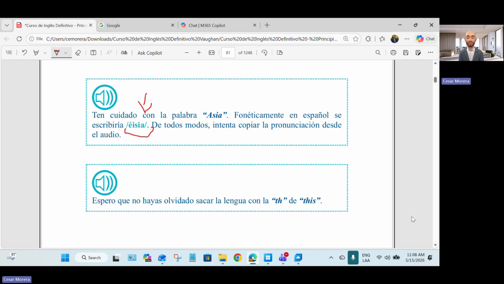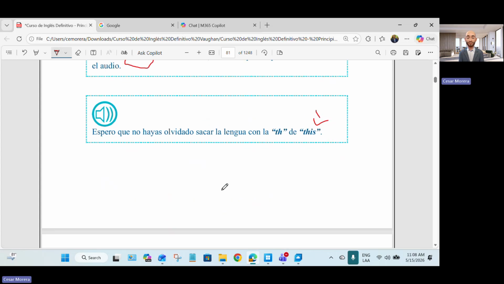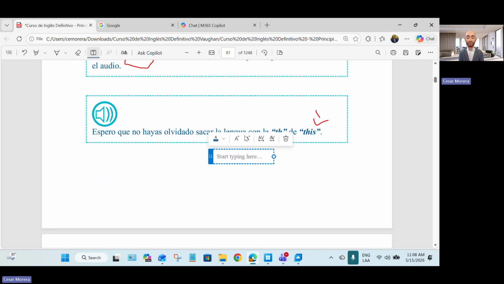Asia. And this. Always be attentive that the word this has this special sound in the mouth. So it will not be this, it will be this. It's like the following. You will be pronouncing something like this. T, Z, H, and Z again. This, this, this.